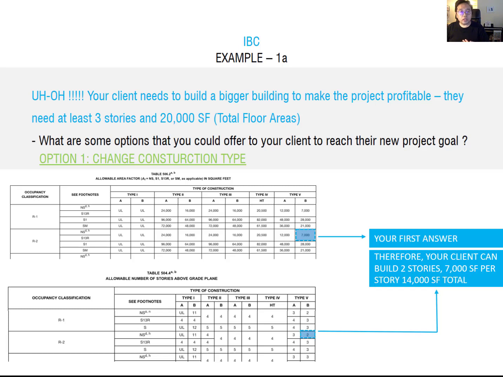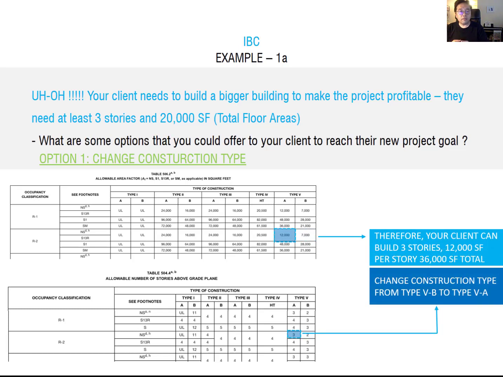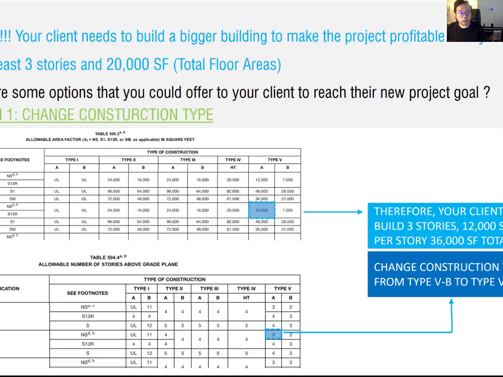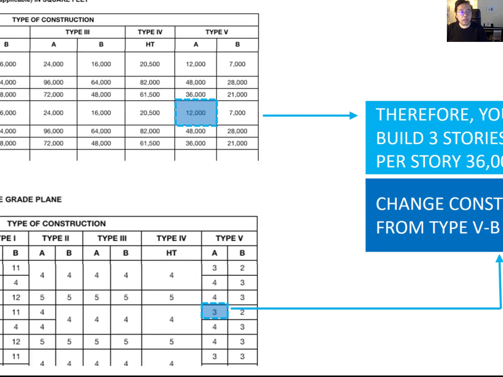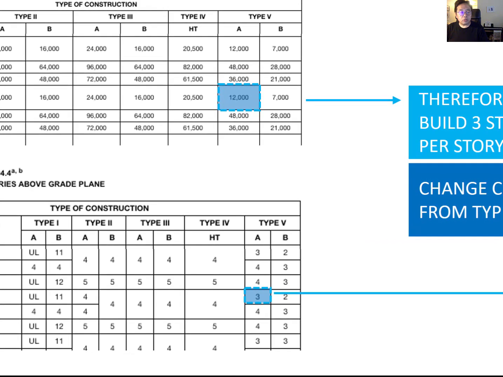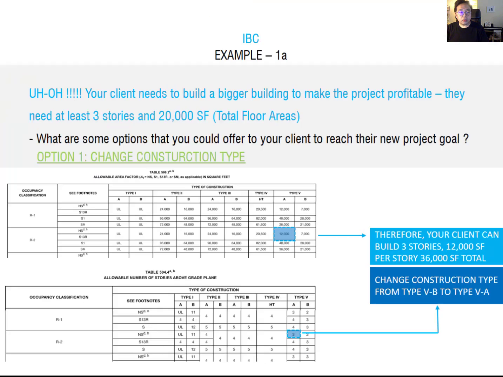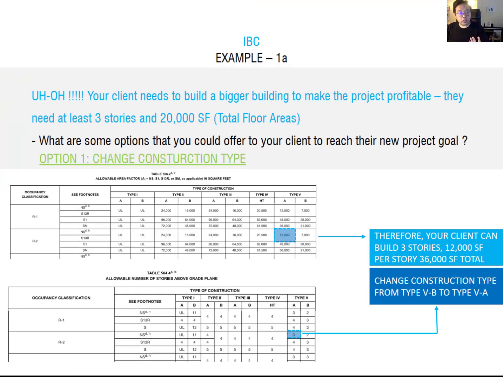But when you change the construction type from type 5B to type 5A, as you can see from this table, from 7,000 to 12,000, when you simply change the construction type from type 5B to type 5A, you can build up to 2 story to 3 story. So this one is the request, right? This is meeting their requirement.